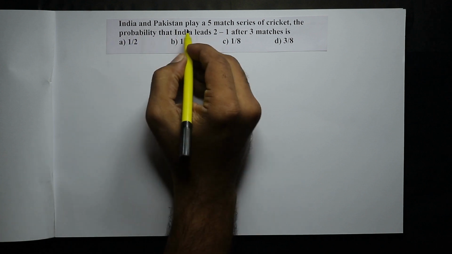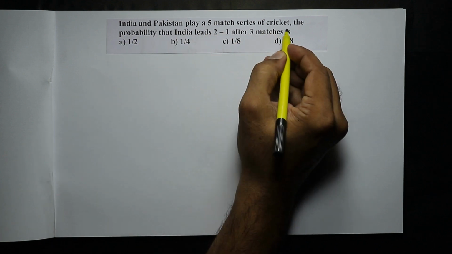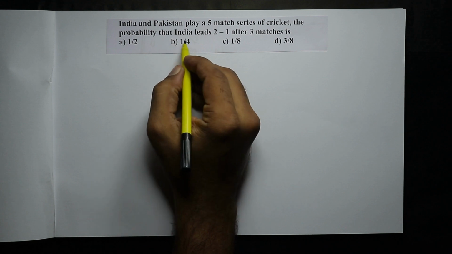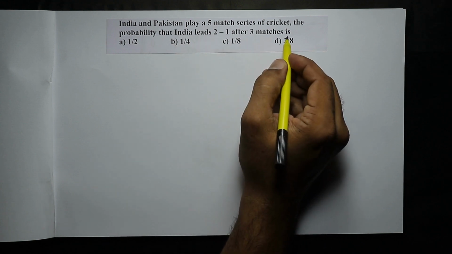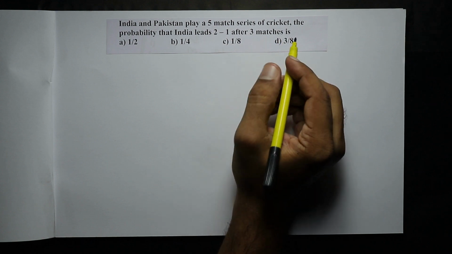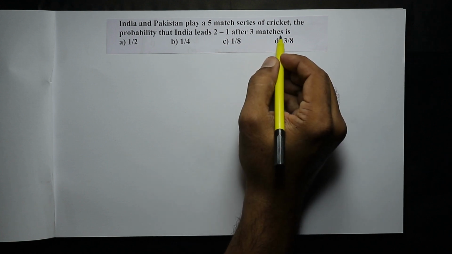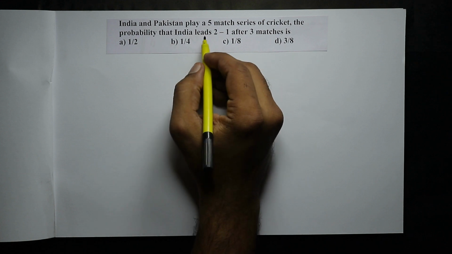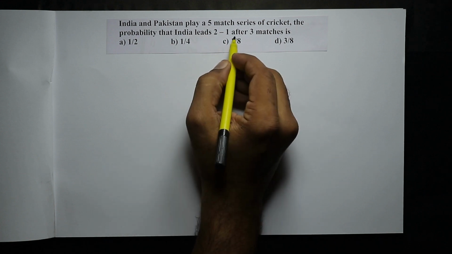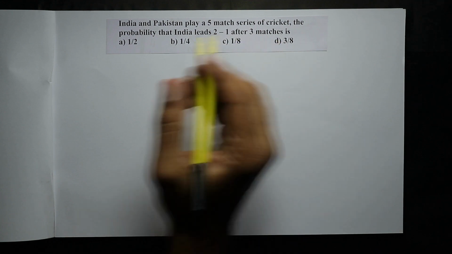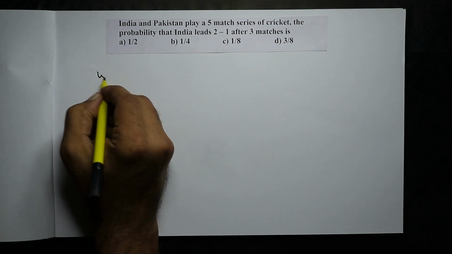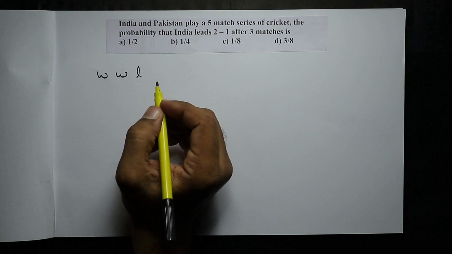India and Pakistan play a 5-match series of cricket. The probability that India leads 2-1 after 3 matches. That is what we need to calculate. So only 3 matches have been played. Now we look at one favorable outcome when India leads 2-1. So in 3 matches, one favorable outcome is it can be win, win and loss.